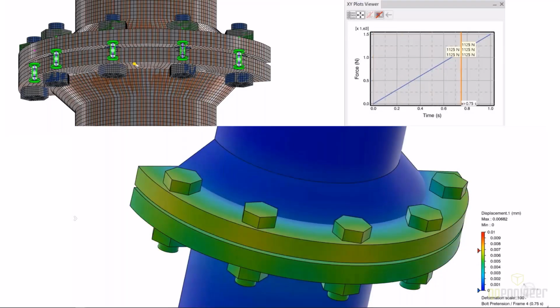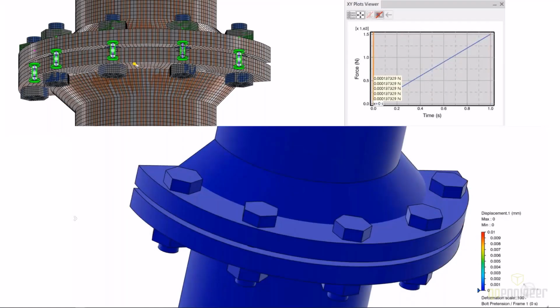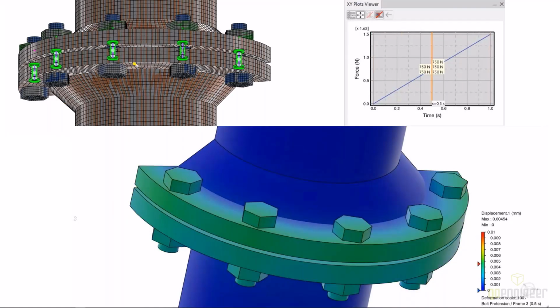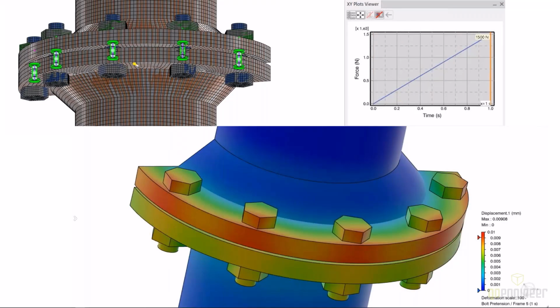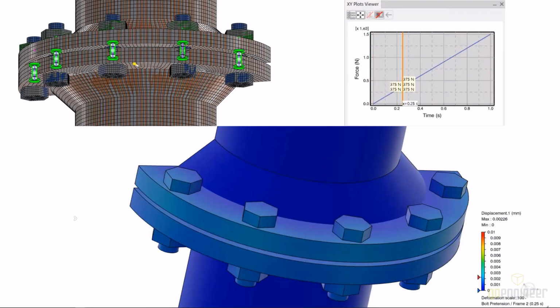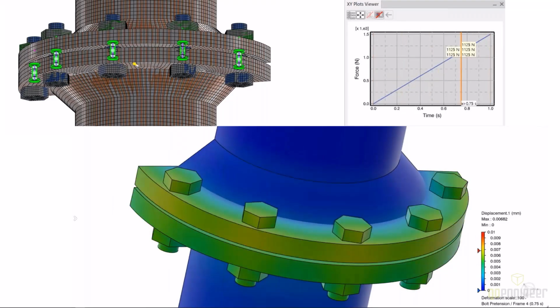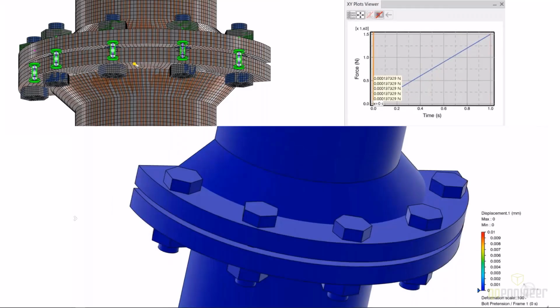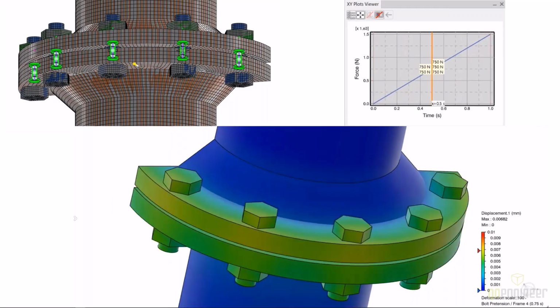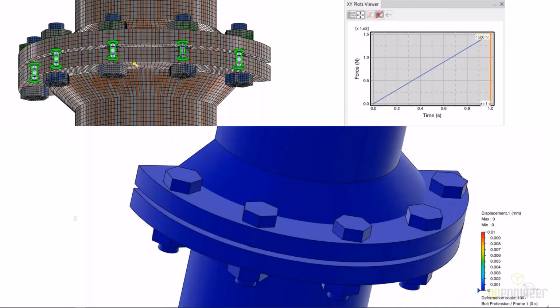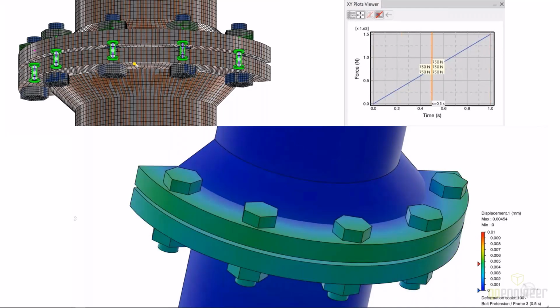Now, what you're seeing here is the pretension step on the bolts. So there are spring connectors between the flanges to mimic a gasket in between. So we are seeing the stress because we are tightening them or preloading them in the downward direction.